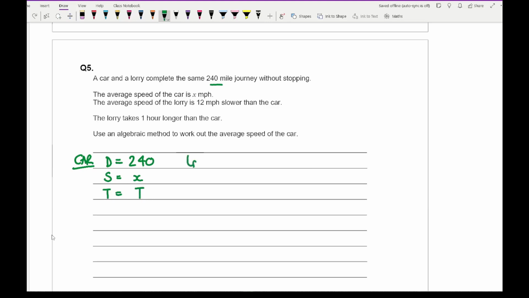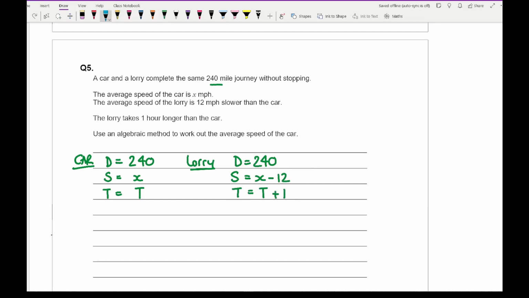Then looking at the lorry, now again the distance of that is 240. The speed is 12 miles an hour slower, so that's going to be x minus 12. And the time is 1 hour longer, so that's going to be t plus 1.